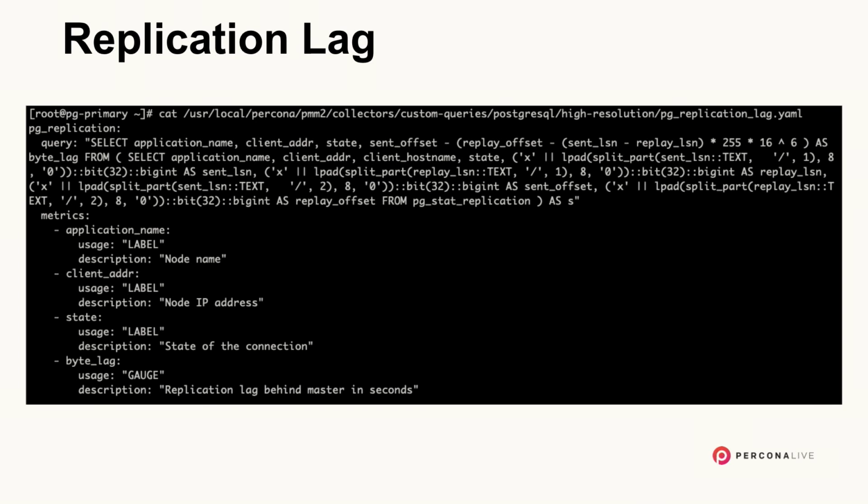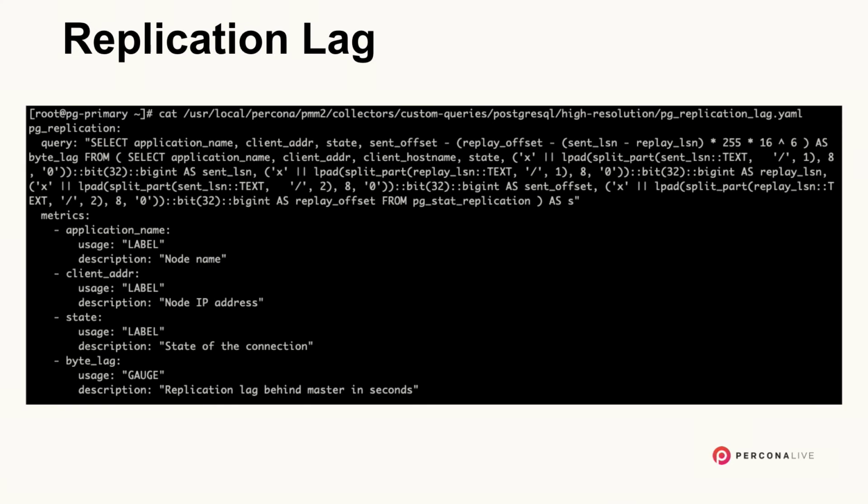In this case, Victoria Metrics and PMM server, how they are going to be used, right? So application name is going to be a label, which is basically a string, client address also, and state also. And then for numeric values, we have 2 kinds, so gauge and counter, right?